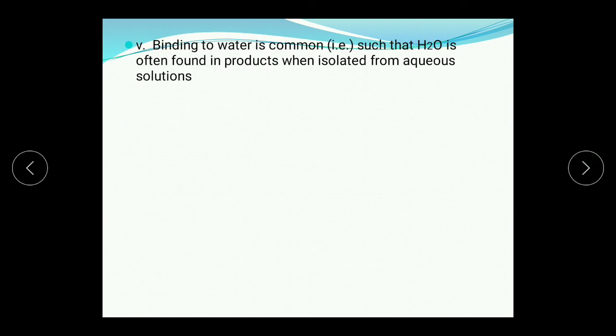Now, the next property. Binding to water is common. We have seen the example of lanthanum monohydrate. Water molecules easily get attached to the central metal atom of the inner transition series. So, binding of water is common, and water is often found in products. When they are separated from aqueous solution, we get water. That means while forming the crystal lattice, they get attached to water molecules.